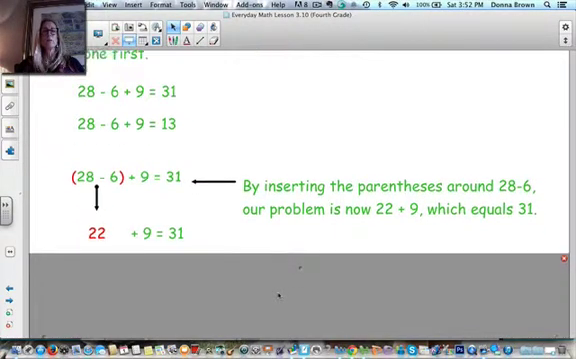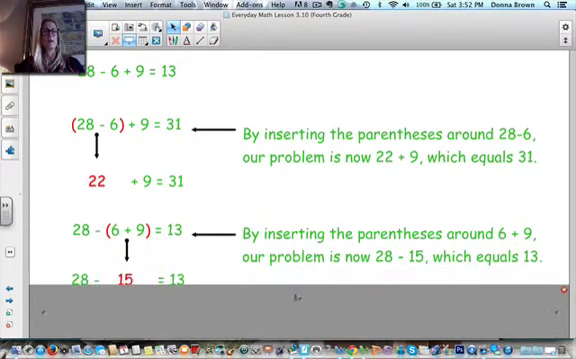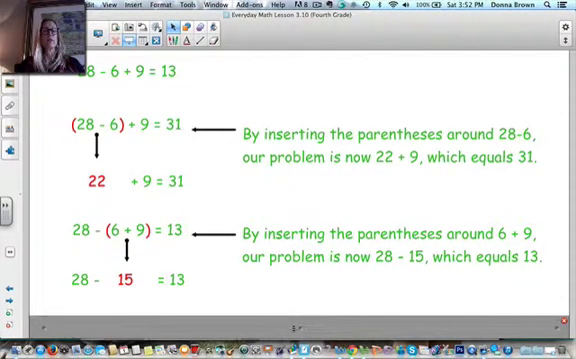I'm going to move a little bit lower in the slide and show you the next possibility. So remember when I asked that question, could it ever be true that the outcome would be 13? And here's exactly why that could be true. If I start with the 28 minus 6 plus 9 and I put the parentheses around 6 plus 9, once again, I'm just going to rewrite that 6 plus 9 because we need to do whatever's in the parentheses first. So I rewrite it as 15. And now it's 28 minus 15, which isn't 31, but in fact 13. So by inserting the parentheses around 6 plus 9, our problem is now 28 minus 15, which equals 13.